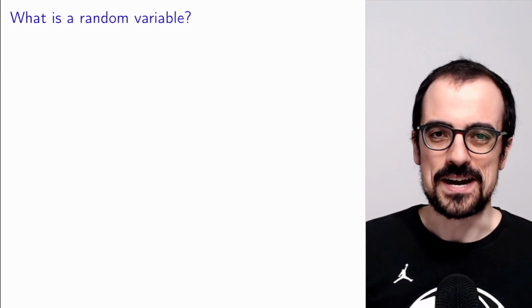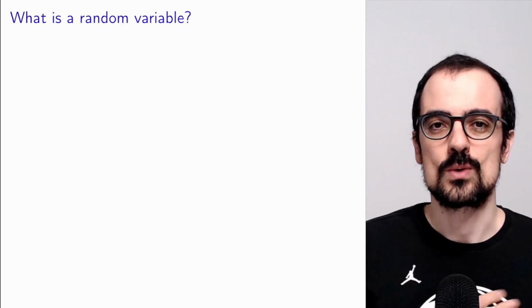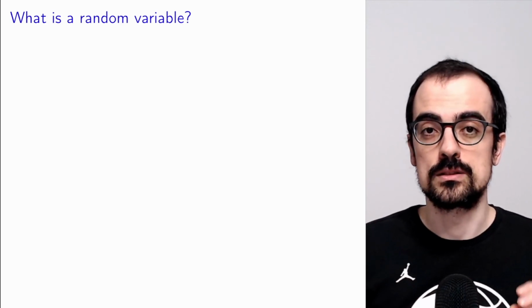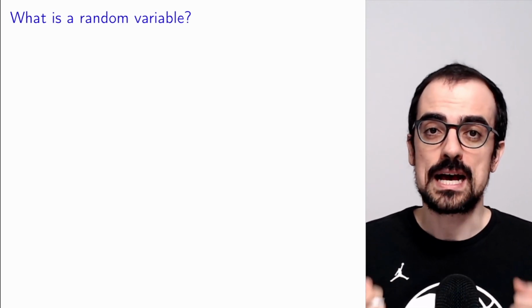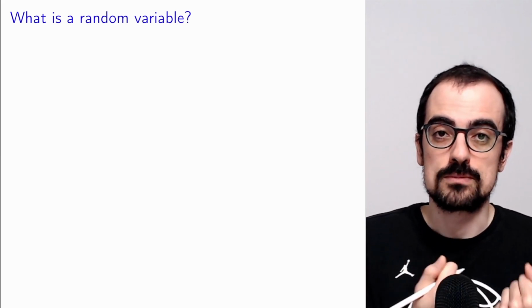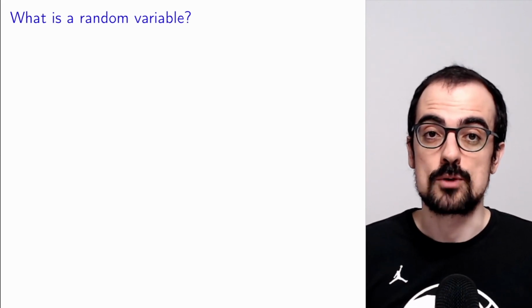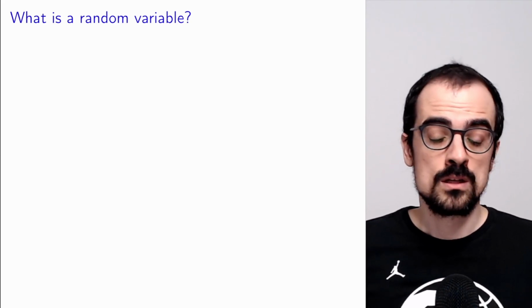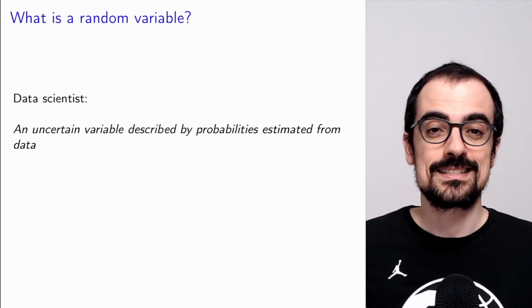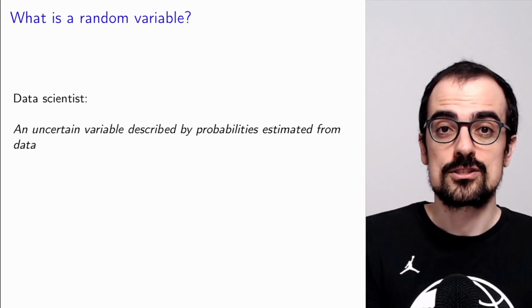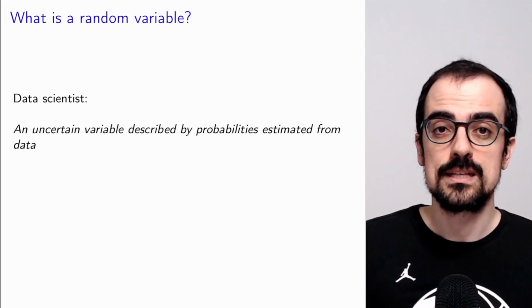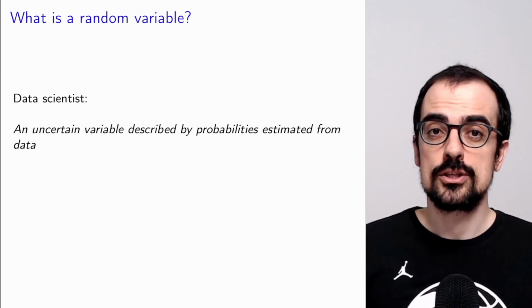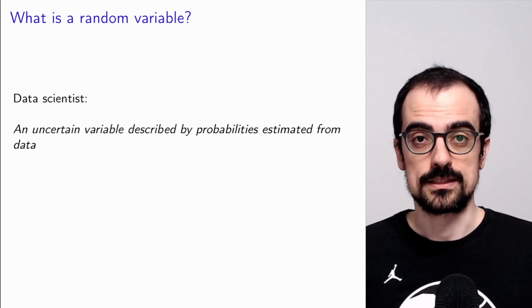But what is a random variable? We have talked about this quite a bit in the course, but it's really important to make the distinction between how we define random variables mathematically and how we manipulate them in practice. If you ask a data scientist what is a random variable, what they will tell you is that it's a variable that represents an uncertain quantity within a probabilistic model that they manipulate using probabilities that they estimate from data.